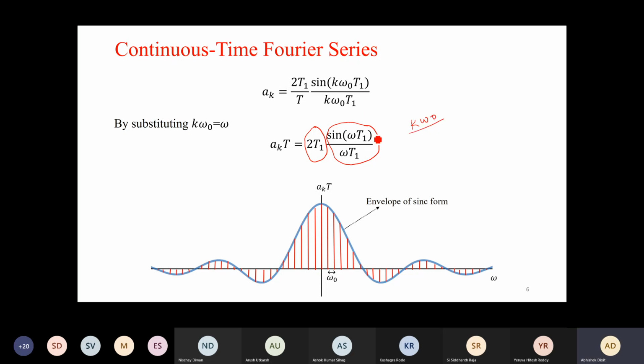So basically, this quantity is sinc omega T1. So this thing will not change. This thing will remain at the same place, right? The envelope will also not change because this is simply sinc omega T1. So this will have a sinc envelope. This is not going to change. What would change is the lines, because omega corresponds to k omega naught, right? So these lines will become closer as T increases.